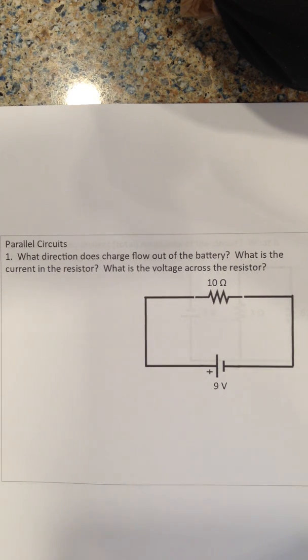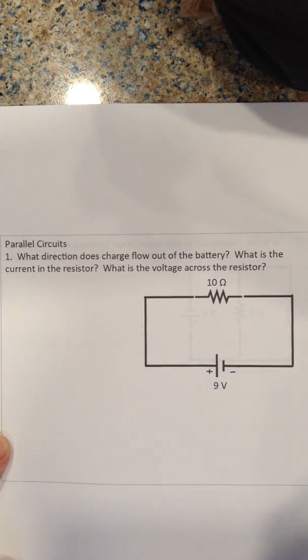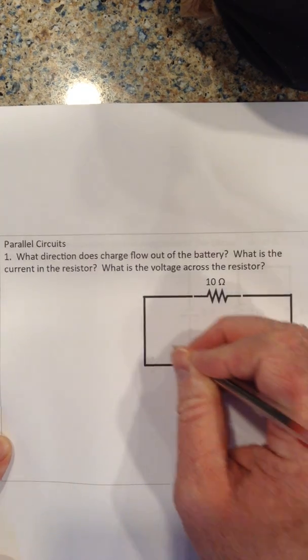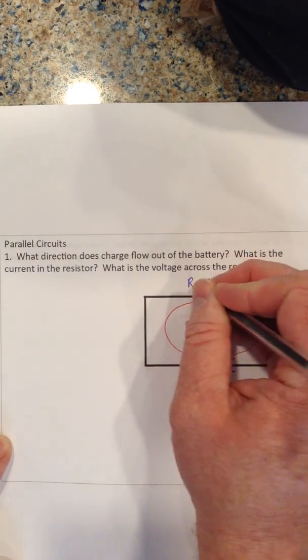Parallel circuits. What direction does the charge flow out of the battery? Well, that's plus, that's minus. So the charge must go from plus to minus that way. Okay? So this is the resistor.